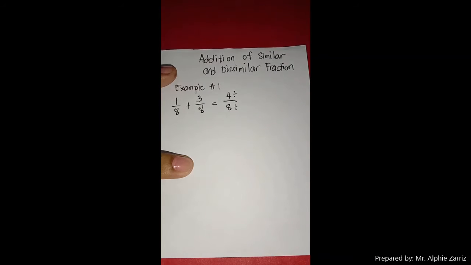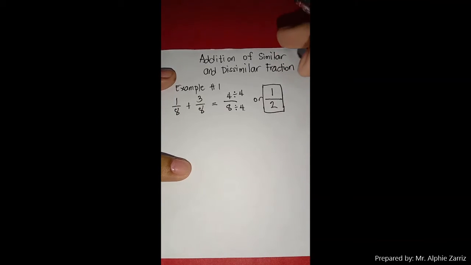So we just divide. For 4 and 8, the number that can divide both without a remainder is 4. Therefore, the final answer is, if we divide it, 4 divided by 4 is 1, and 8 divided by 4 is 2. So this is our final answer, a proper fraction. We just divided, or reduced it, to lowest terms.